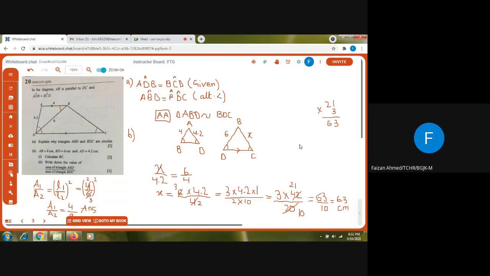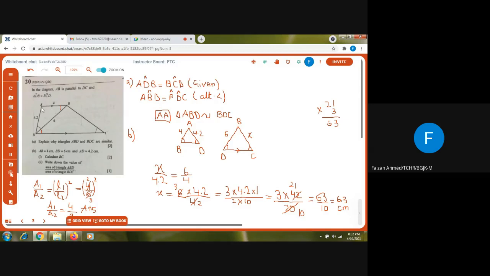The next question is from November 2013. Again, it is a paper 1 question. In this question, we have a diagram in which line AB is parallel to line DC, and we have angle ADB equals angle BCD.